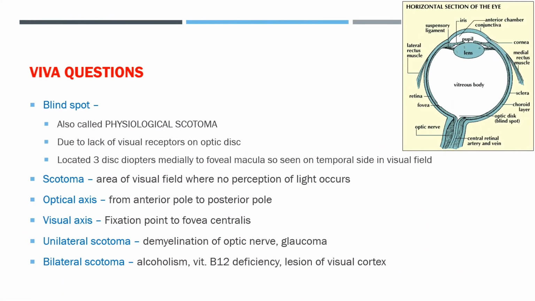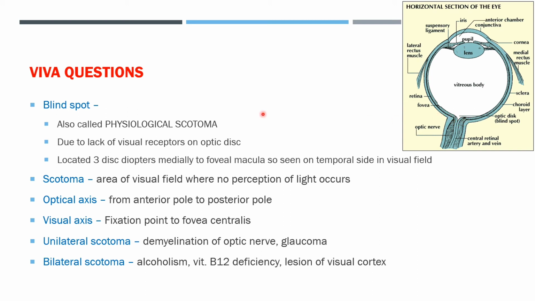So now coming to the Viva questions which may be asked in today's practical. First is, what is the blind spot? It is the area in the optic disc which does not contain any visual receptors. Because it does not contain any visual receptors, any light that falls onto it cannot be projected for image formation. So that is why this area of every normal individual will not be able to produce any image. That is why it is known as the blind spot.